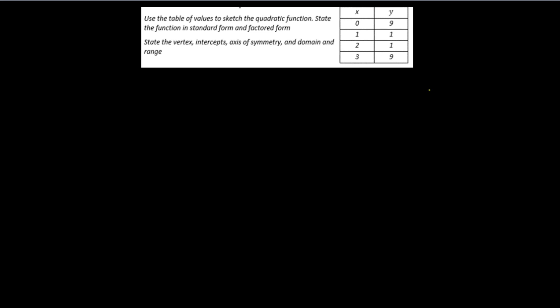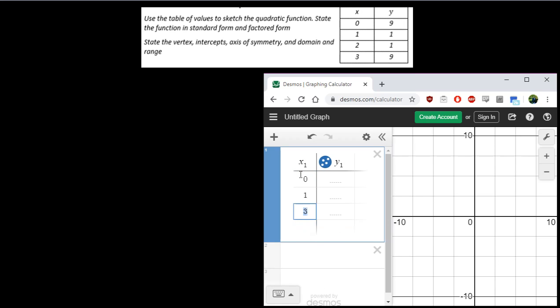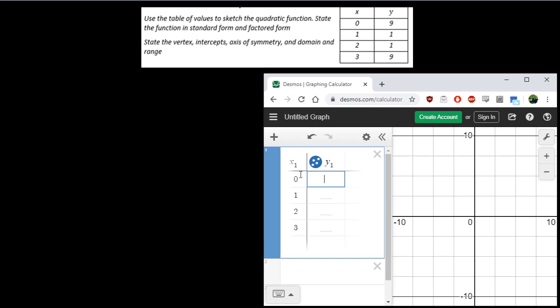So let's get Desmos out. I have it here. And we're going to go ahead and enter a table. So plus sign, table, and now we're going to enter our values. So we got 0, 1, 2, 3, 2, 3. And for my y coordinates, I got 9, 1, 1, and 9. Okay, so we kind of have the rough shape of a parabola over here.